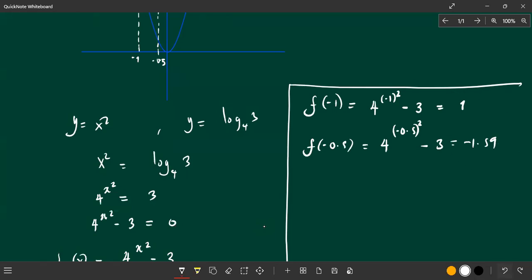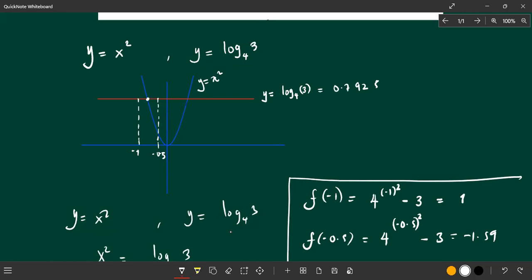This means that in that interval, there is a root, and indeed, as you can see, there is a root somewhere here, because these two curves meet at some point. Okay, so there's a solution there.